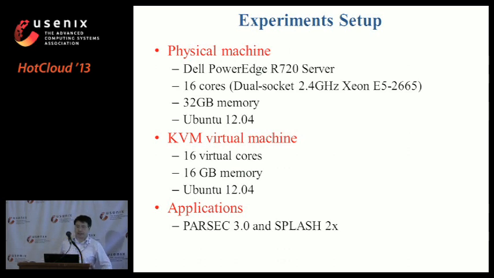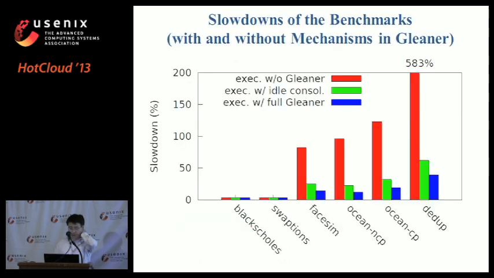To evaluate Gleaner, we implement a prototype. And we run the applications from Parsec 3.0 and Splash-2x in a virtual machine. The physical machine has 16 cores, and the virtual machine has 16 virtual cores. The virtual machine is a KVM virtual machine. On this page, I show the slowdowns of the applications with and without the mechanisms in Gleaner. The slowdowns are relative to their bare metal performance.